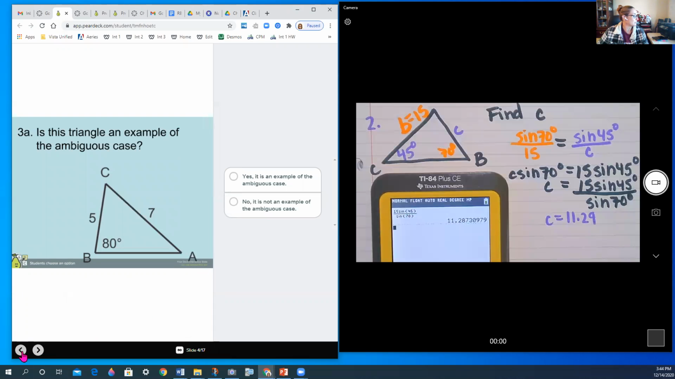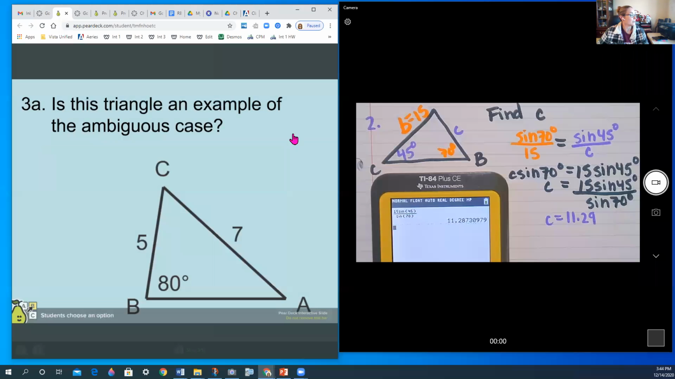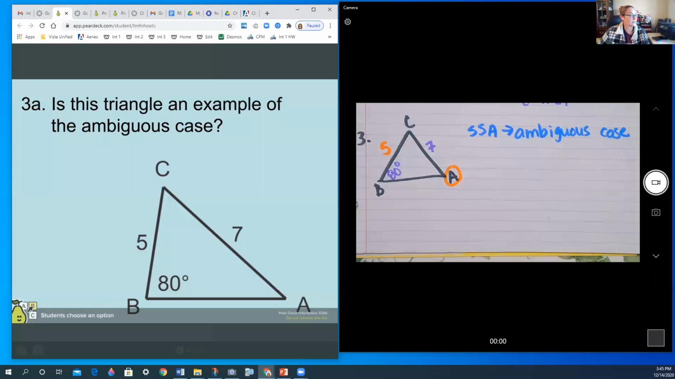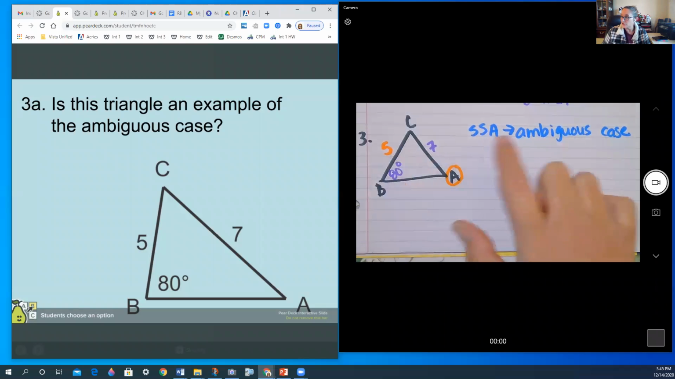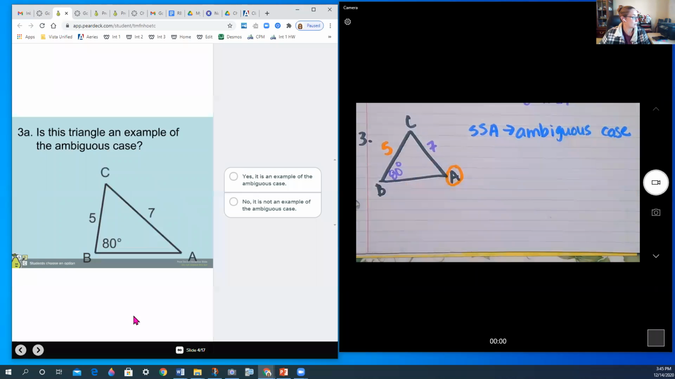Okay, this next problem, we are asked if this would be an ambiguous case. And so ambiguous case is when you have side-side angle. So on this one, when we're looking at this, we've got side-side angle, which is the ambiguous case. So when we choose our choice, yes, this is an example of the ambiguous case. Now, maybe we have no triangle, maybe we have one triangle, maybe we have two. Okay, we'll see that on the next one.